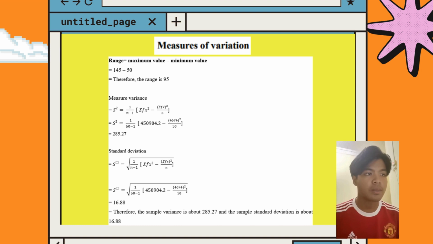Standard deviation. We will use the formula on the slide. We will take the square root of 1 over 50 minus 1, open bracket, 450,904.2 minus open bracket 4,674 close bracket power 2 over 50 close bracket, and we will get 16.88. Therefore, the sample variance is about 285.27 and the sample standard deviation is about 16.88.